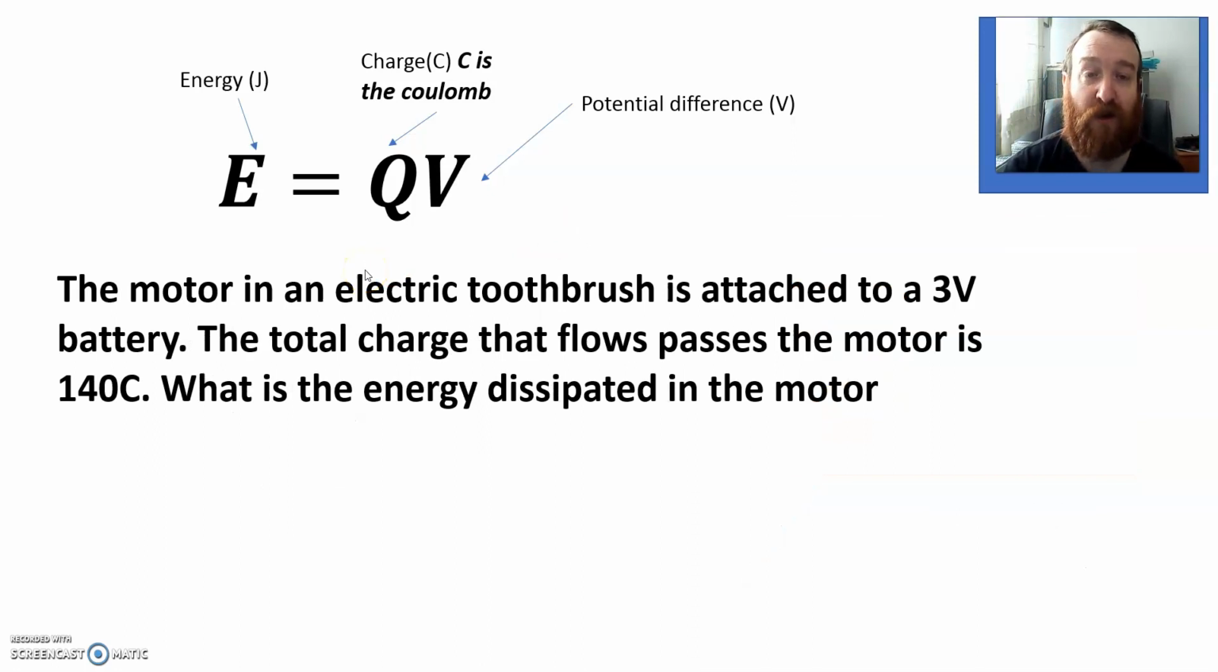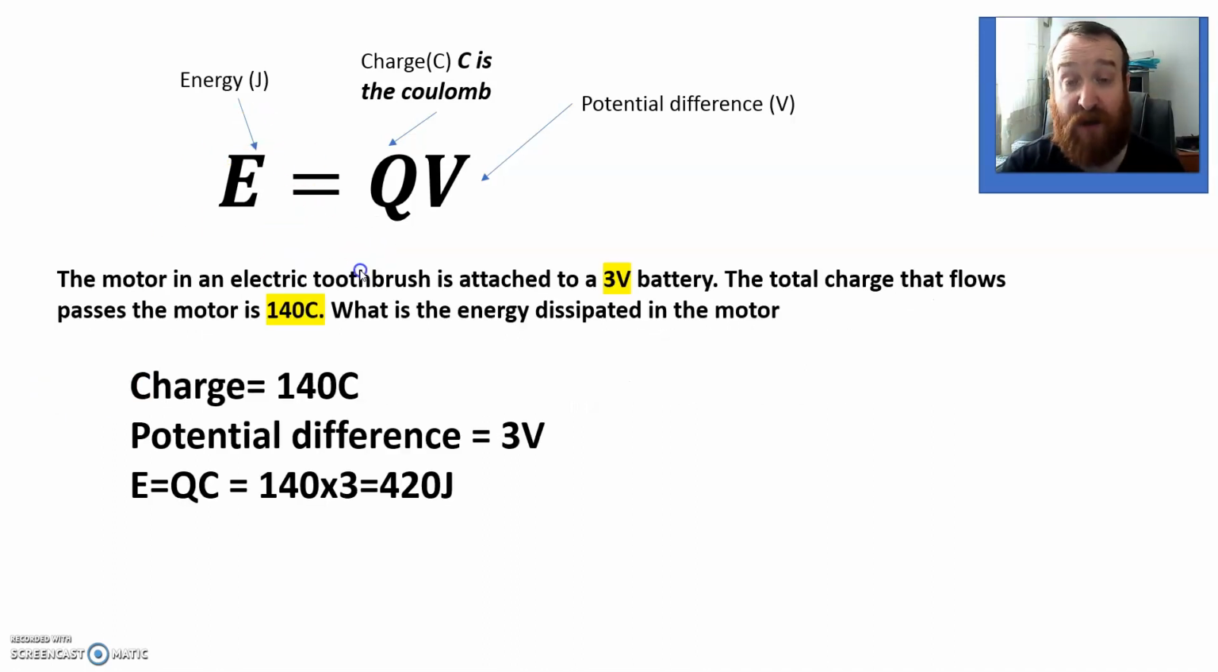So if I've got an electric toothbrush, it uses 3 volts. Okay, and it's got 140 coulombs that passes through it. To find out the total energy, I just times those two things together. Okay, I have the charge of 140 times 3 volts to get me 420 joules.